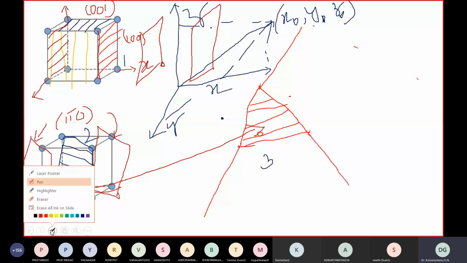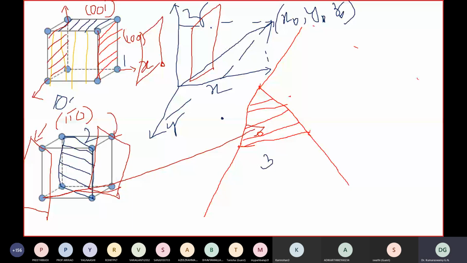3 planes: 1 0 0, which is perpendicular to the x-axis. Then we have 0 1 0, perpendicular to the y-axis. Then we have 0 0 1, perpendicular to the z-axis. Okay, and then we have 1 bar 0 0. Okay, then we have 0 1 bar 0.